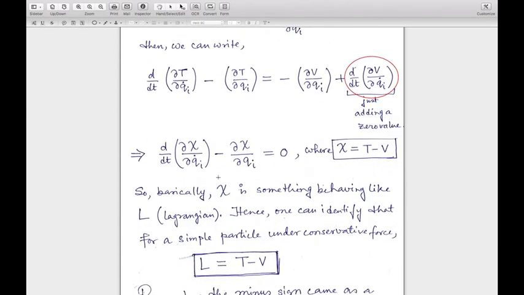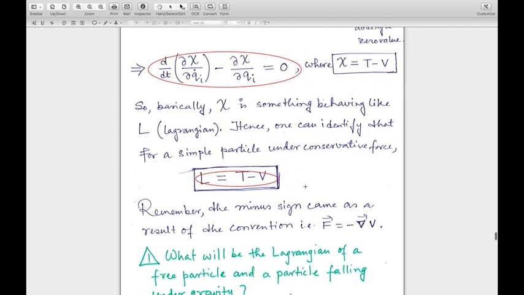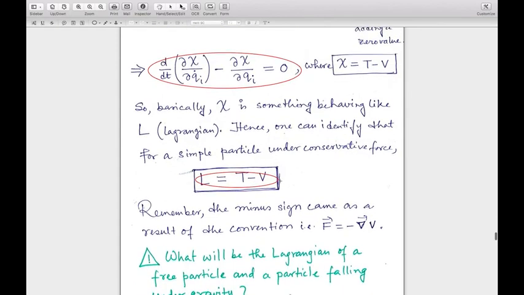So this is something which can be considered as the so-called Lagrangian, which satisfies this type of equation as we have just seen in the previous subsection of this lecture. One can identify that this is a proper candidate for being the Lagrangian of a system, which is the difference of kinetic and potential energy. Remember, this minus V has come because of our convention F is equal to minus gradient of V. Just check how your Lagrangian looks if you write F is equal to plus gradient of V.